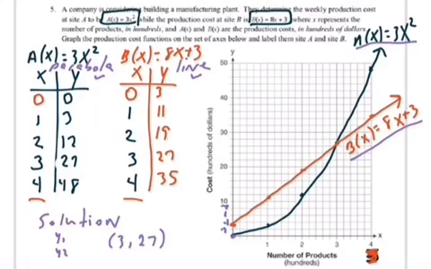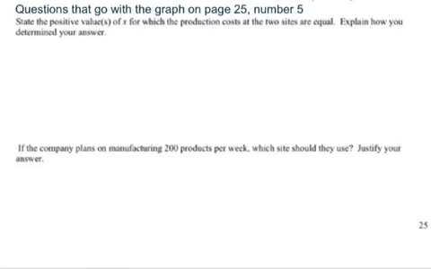So once I graphed both the parabola and the line, I would see that my intersection point is at (3, 27). I can also look at my table and realize that that is my intersection point, therefore I graphed it correctly. Now there are 2 questions that go along with this. The first question is asking you to state the positive values for x.